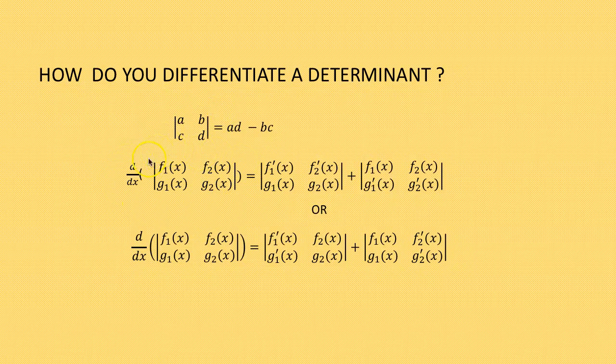So if you have to differentiate this 2 by 2 determinant where f1, g1, f2, g2 are functions of x, you can either differentiate it row wise, that is you differentiate the first row keeping the second row as it is, plus differentiate the second row keeping the first row as it is, or differentiate the first column with respect to x because you are doing d dx, keeping the second column as it is, plus differentiate the second column and keep the first column as it is.